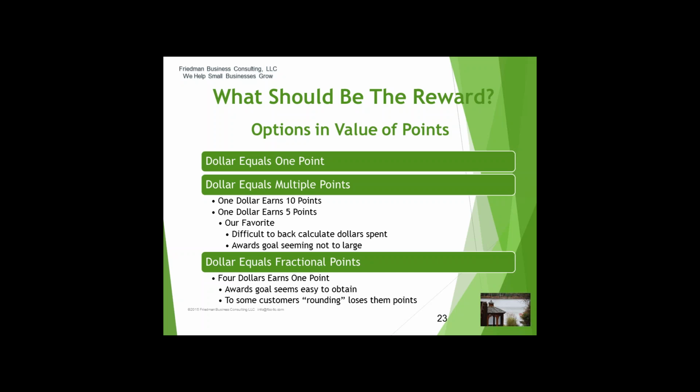For example, you spend $4, you get 1 point. Now you have to decide if you use truncation on there. So if you spend $6, do you get 1 point or 2 points? You can make those decisions. But the goal when you fractional is so low.